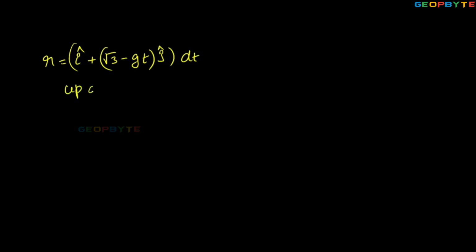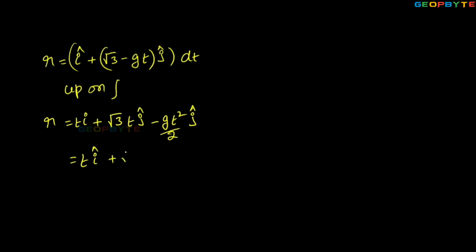Upon integration, then r equal to t i cap plus root 3 t j cap minus g t square by 2 j cap, which is equal to t i cap plus root 3 t j cap minus 10 by 2, that is 5 t square j cap.